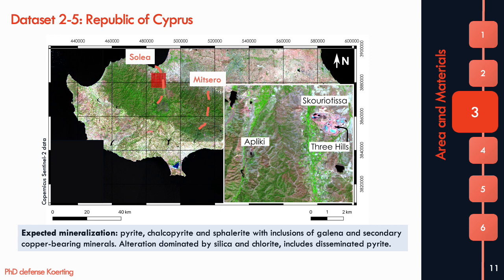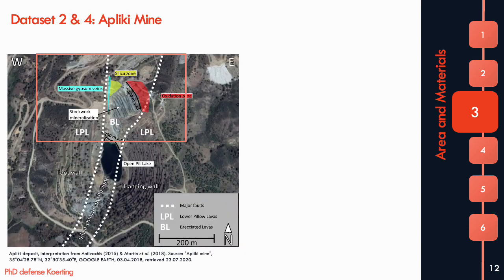The expected mineralization in the area is of pyrite, chalcopyrite, and sphalerite, with inclusions of galena and secondary copper-bearing minerals like chalcocite and covellite. And the alteration is dominated by silica and chlorite, which includes disseminated pyrite.